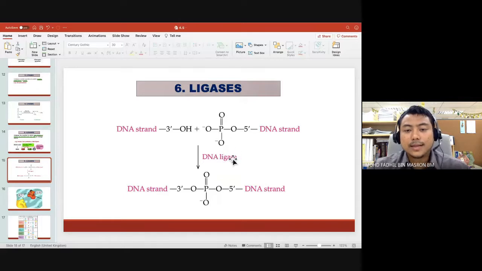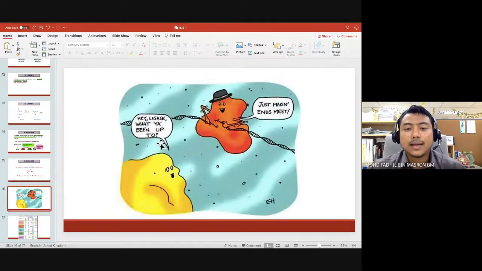Ini adalah diagram DNA ligase buat kerja. Ini adalah OH. Ni cantuman ni jadi ini. Jadilah DNA strand. Okay, so that is pretty much it. Hey, guess what you've been up to? Just making ends meet. Yep, nak cantumkan hujung dengan hujung.